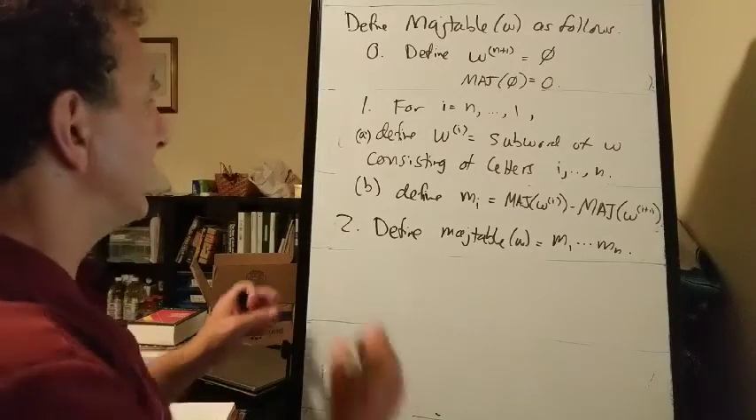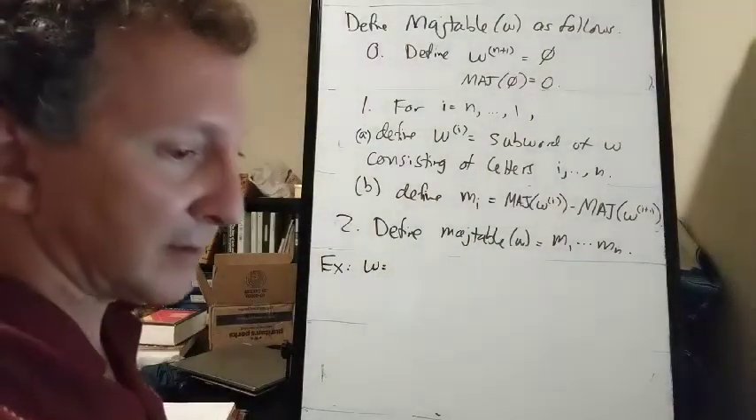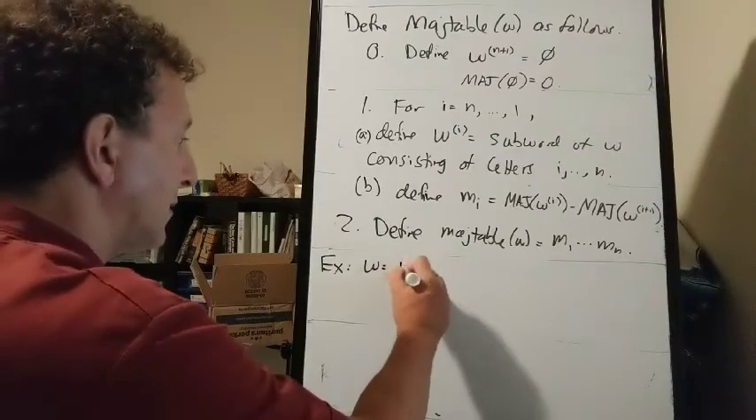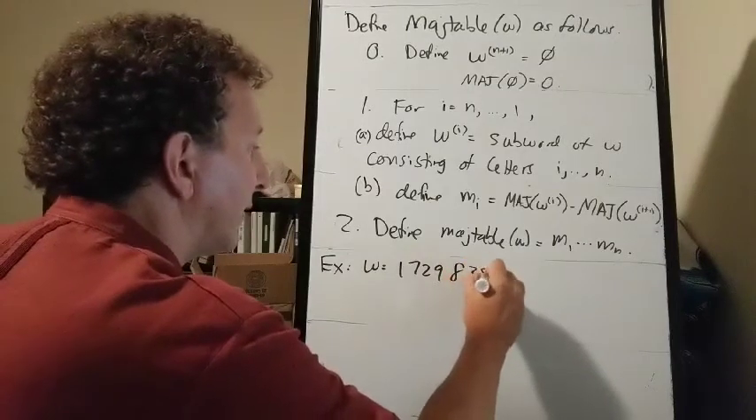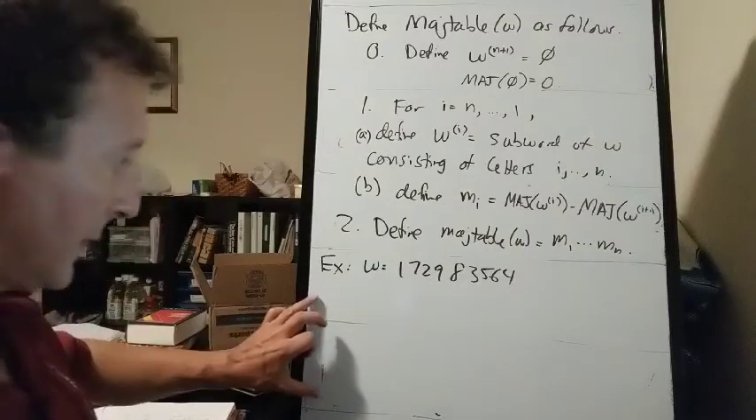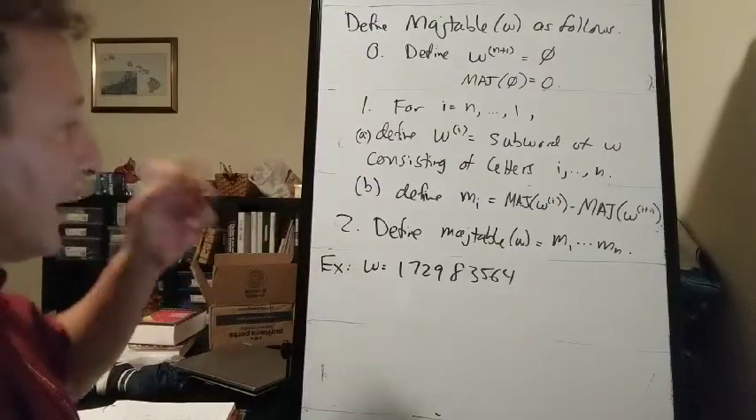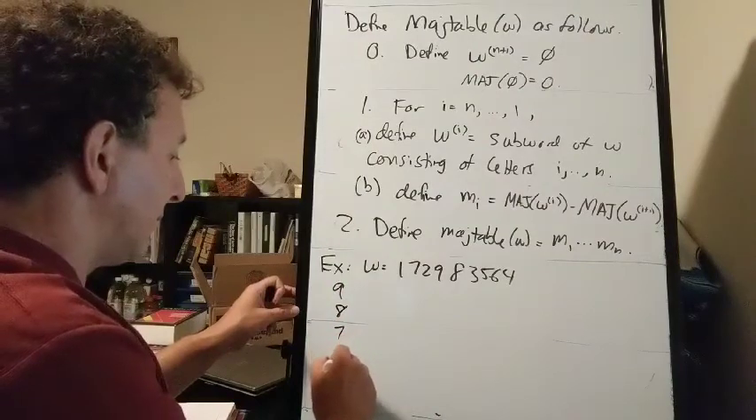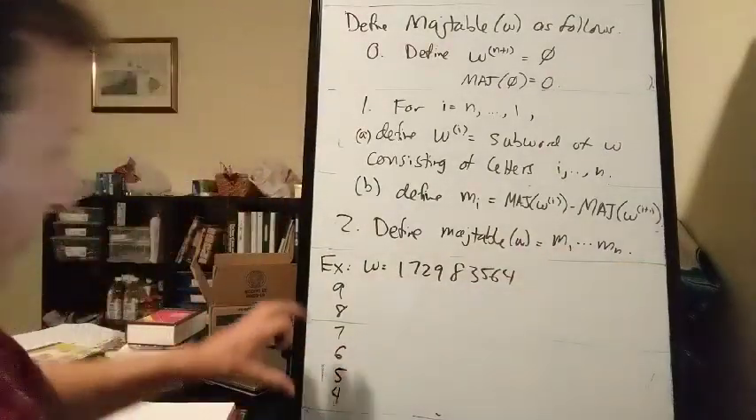So let's do an example. Let W be 1729 83564. Let me see if I have enough room here. I probably won't have enough room, but maybe I can use that after I'm done.